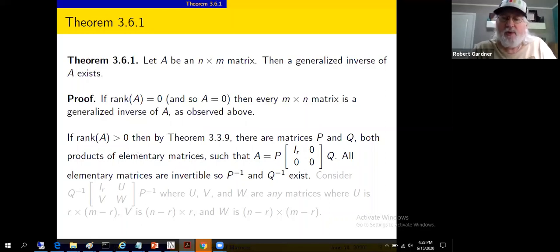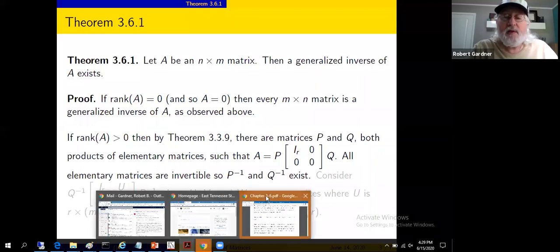I'm going to jump back and forth between the notes to justify these various claims. By theorem 3.3.9, when the rank of A was positive, there exist matrices P and Q, both products of elementary matrices, such that A equals P, identity matrix, Q with zeros here. The idea was we took A and basically did row and column operations to it to put it in a particular kind of row echelon form. We're also getting to use some column operations as well. Let's take a peek at that.